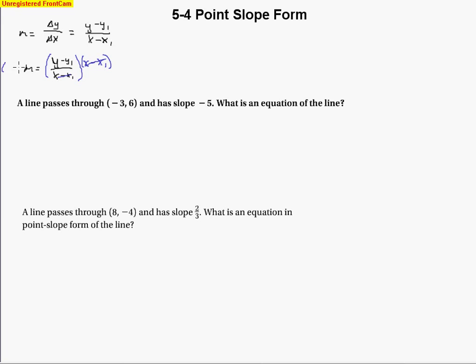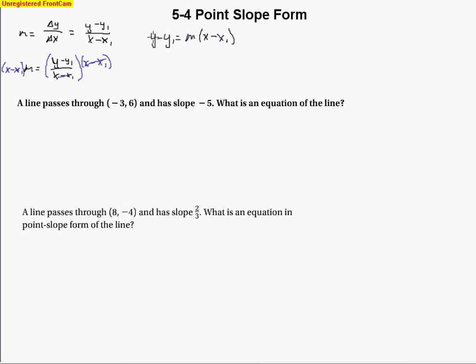But what I do to one side, I have to do the same thing to the other side. Once I do that, I've got a new equation, and it looks like this: y minus y1 equals m times x minus x1. What that does for us is give us a way of writing an equation when we're given a point and a slope.